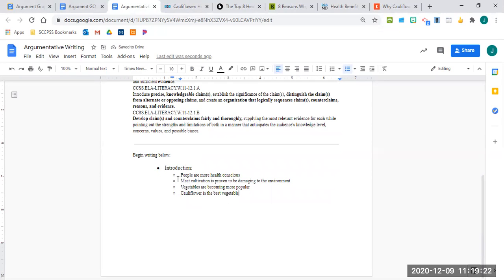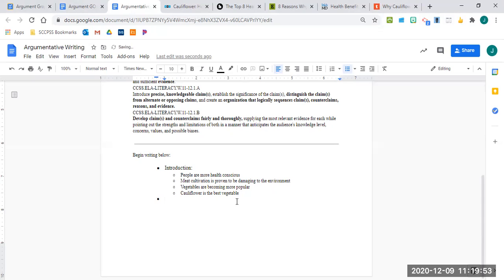So here's a pretty good breakdown of what my introduction would look like. It wouldn't be so straightforward. I would have more sentences, more details, more explanations kind of rounding out these main bulleted points. But you can see the logical progression that people are more health conscious, meat is damaging the environment, so vegetables are becoming more popular, and cauliflower is the best one.